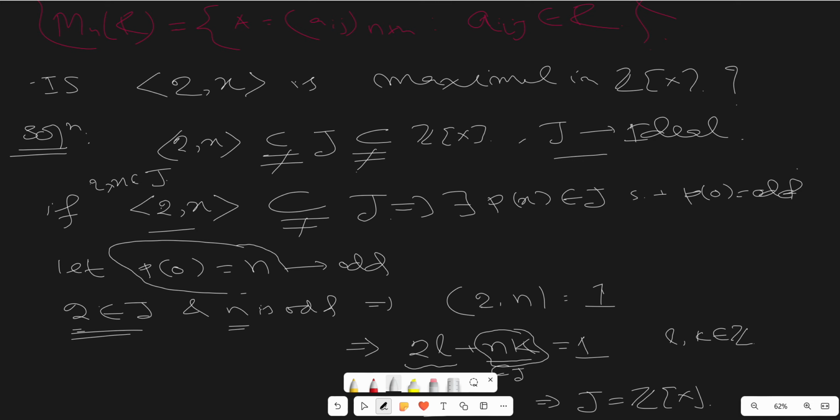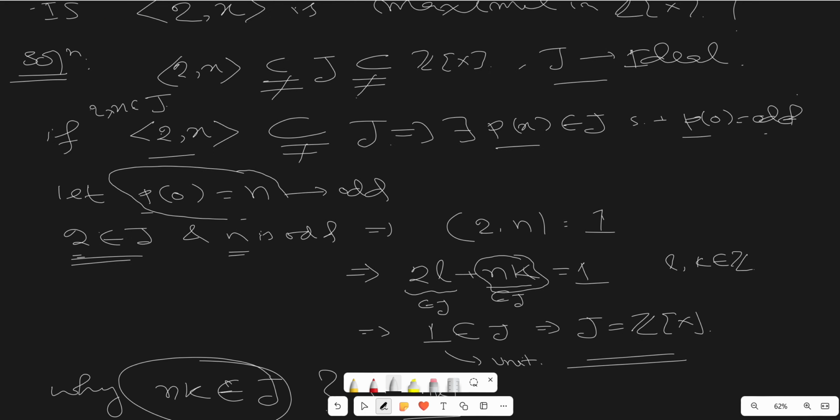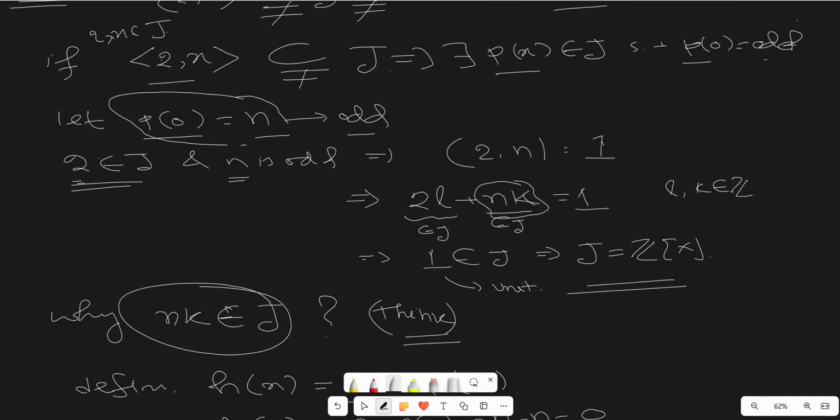So the ideal generated by 2 and x is completely contained in J and is not equal to J. So there is a polynomial P inside J such that P(0) is odd, because we have defined this ideal as P(0) is even. So there is at least one polynomial P such that P(0) is an odd number. Suppose P(0) equals n, which is an odd number. So 2 is inside J, because (2, x) is already contained in here. So 2 is, of course, inside J.